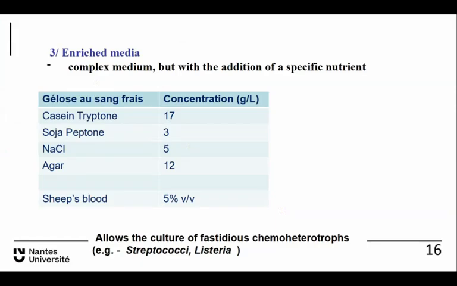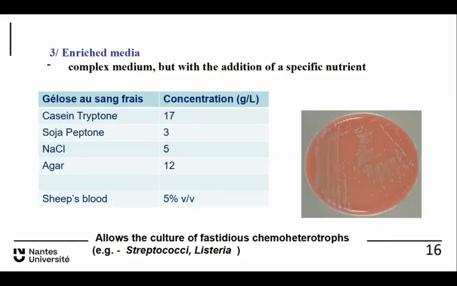Okay. So as well as basic complex media with just 2 or 3 ingredients, there are also what are known as enriched media, and these are complex media to which something has been added that is a nutritional requirement for a particular type of bacterium. So one which is used rather frequently is fresh blood agar, which has got casein, tryptones, and peptone digest of soya, some salt, and it's supplemented with 5% sheep's blood.